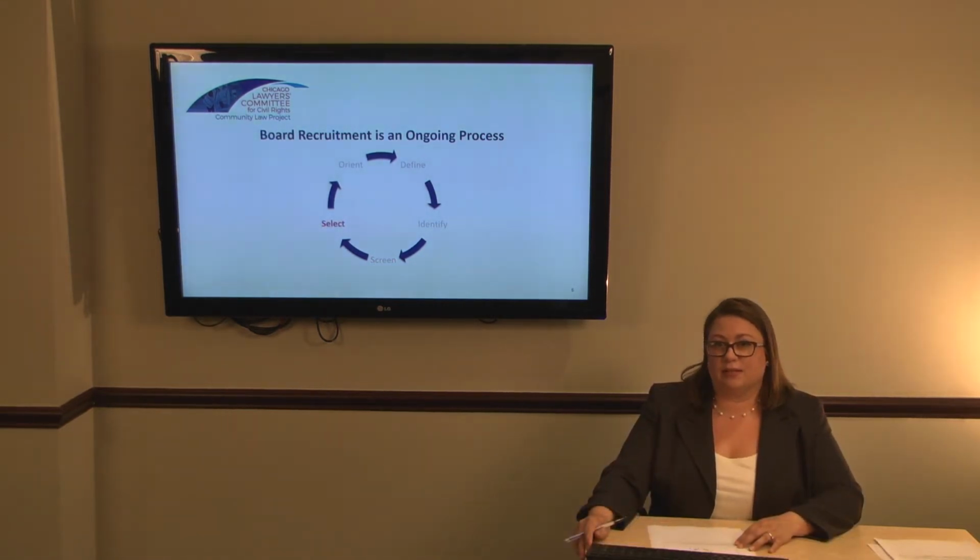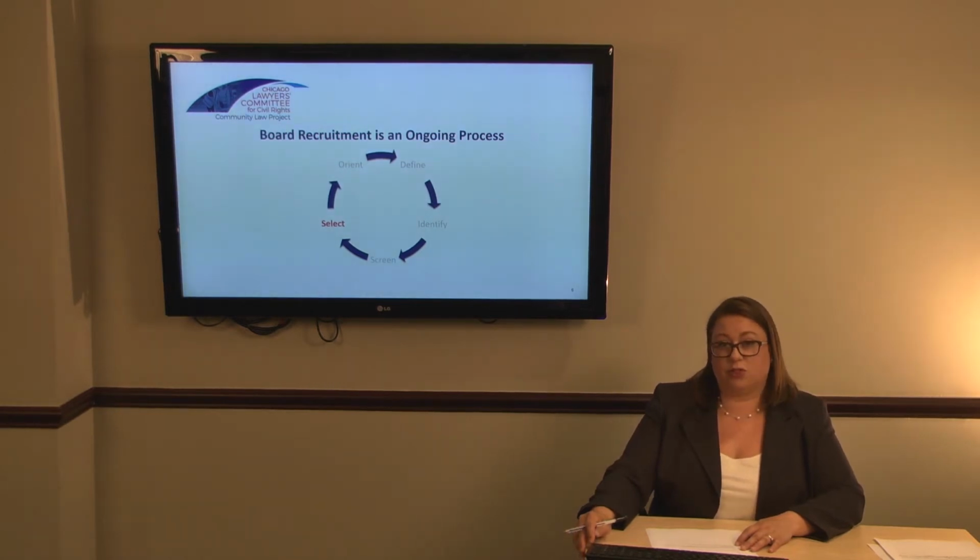The next step is selection. Organizations need to follow the bylaws for the selection process. It's typical in organizations that have members that the members vote in an annual meeting. In non-member organizations, the directors usually vote.